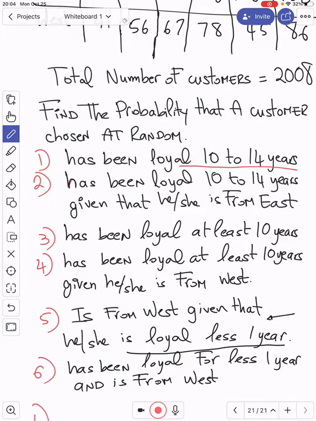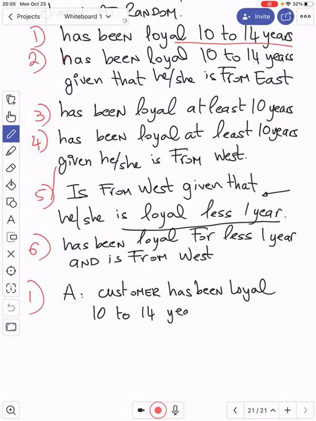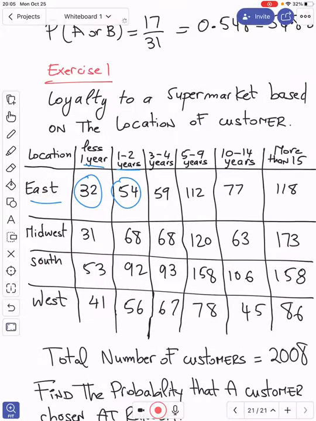So we need to count how many. So the event A here, the customer has been loyal to the supermarket for 10 to 14 years, right? So the probability of A, that'll be the frequency of A. So we need to count how many customers have been loyal to this supermarket from 10 to 14 years, right? As you can see, guys, from the East, we have 77 customers. They have been loyal 10 to 14 years. We have 63 customers from the Midwest. They have been loyal from 10 to 14 years. 106 from the South, and 45 from the West.